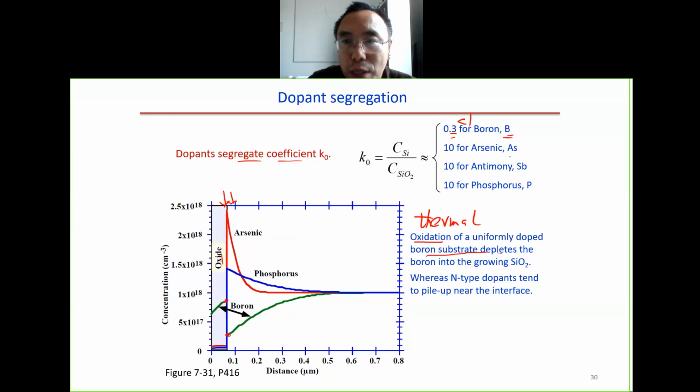For the other dopants, arsenic, antimony, and phosphorus, this number is roughly 10. You can see here the dopant concentration in the growing thermal oxide is like 2 times 10 to the power 17. Inside the silicon, it becomes nearly 2 times 10 to the power 18. So it's about 10 times. This is the dopant segregation when we do the thermal oxidation of the wafers.